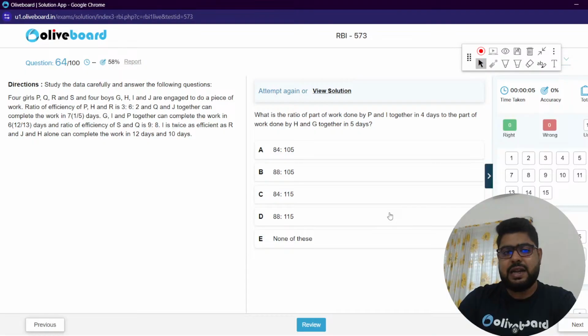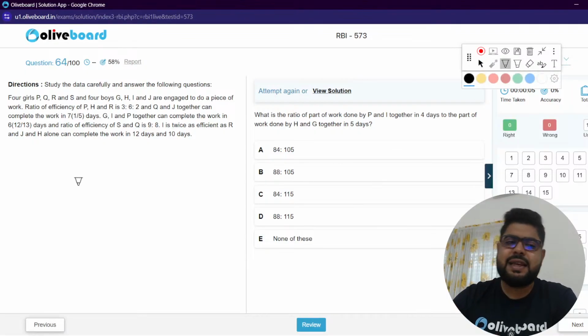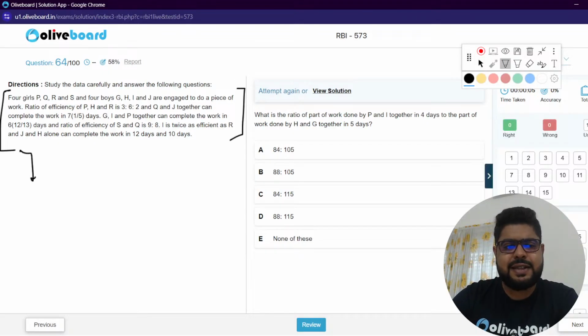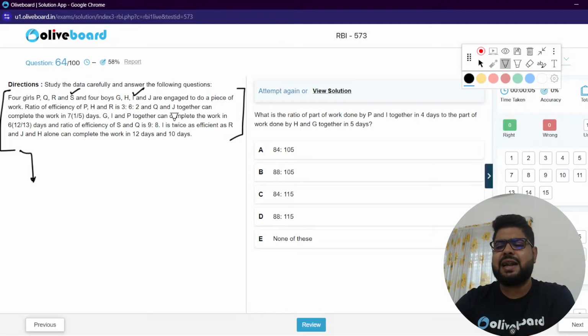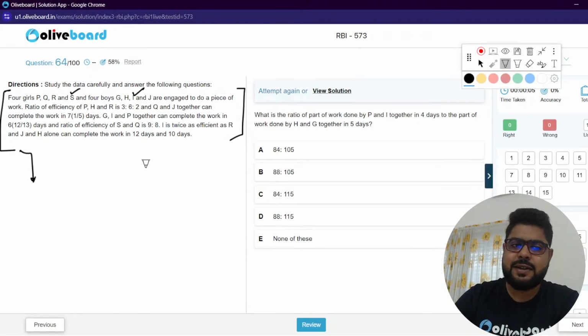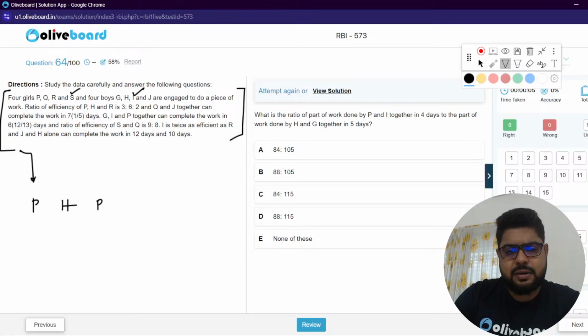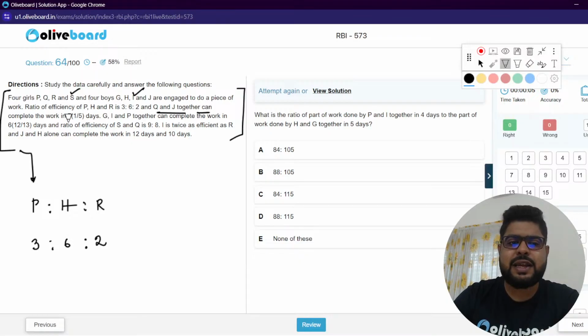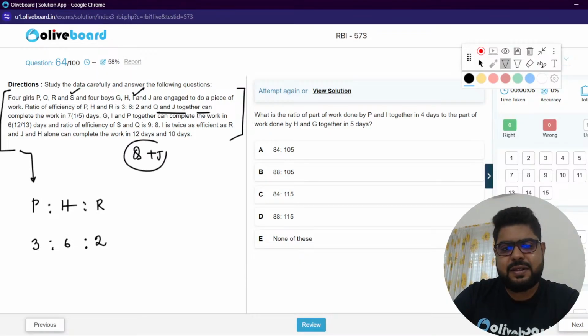Perfect, sir. Now, the DI of the day. Again, sir, it's an arithmetic DI based on time and work. But again, sir, very simple actually. So there are 84 boys and girls. Again, that information is not really relevant. Ratio of efficiencies of P, H, R is given, sir: 3 ratio 6 ratio 2. Q plus J together can complete some work in 7 and 1/5, that is 36 by 5 days.